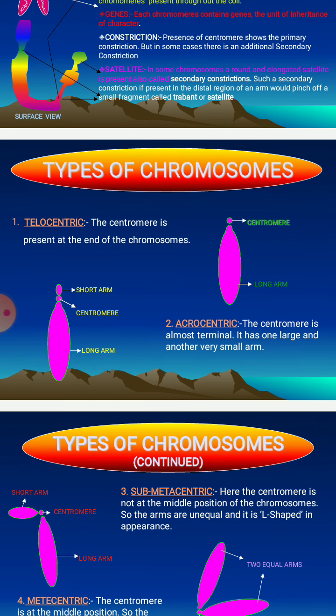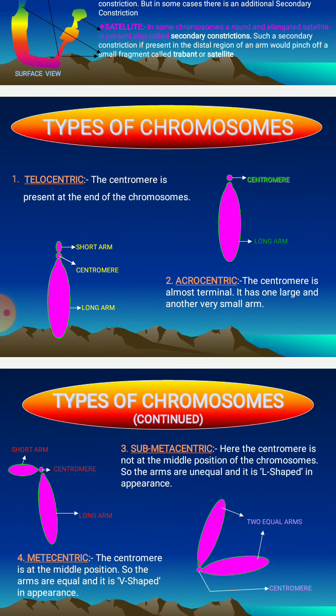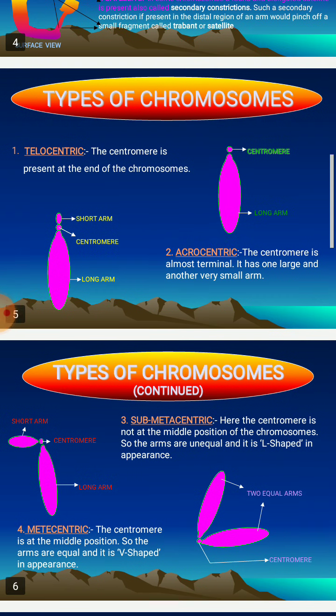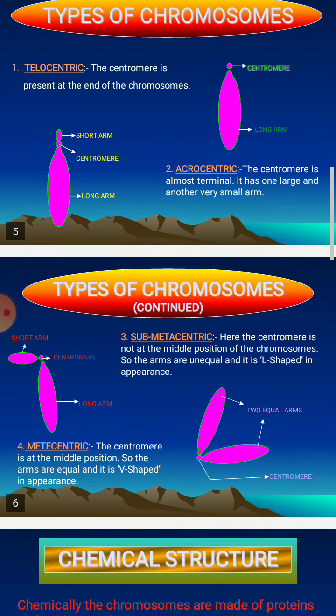Types of chromosome: they can be telocentric, acrocentric, submetacentric, and metacentric. Telocentric: the centromere is present at the end of the chromosome, as shown in the diagram. Acrocentric: the centromere is almost terminal. It has one large and another very small arm, as shown in the diagram.